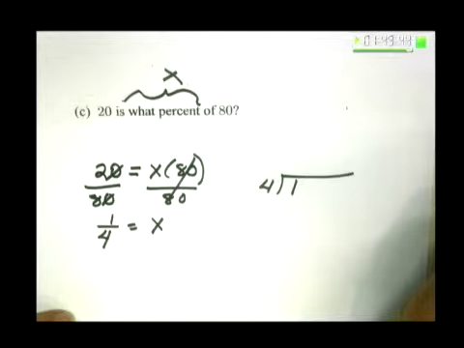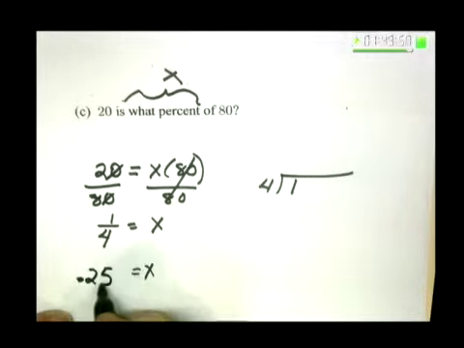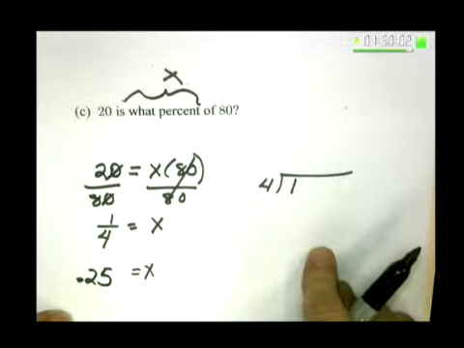Because I want to know the decimal. Most of you know the decimal for 1/4. A fourth of a dollar is 25 cents or 0.25. So in my head I know that x is 0.25. But if you don't know it, you're going to do the division.